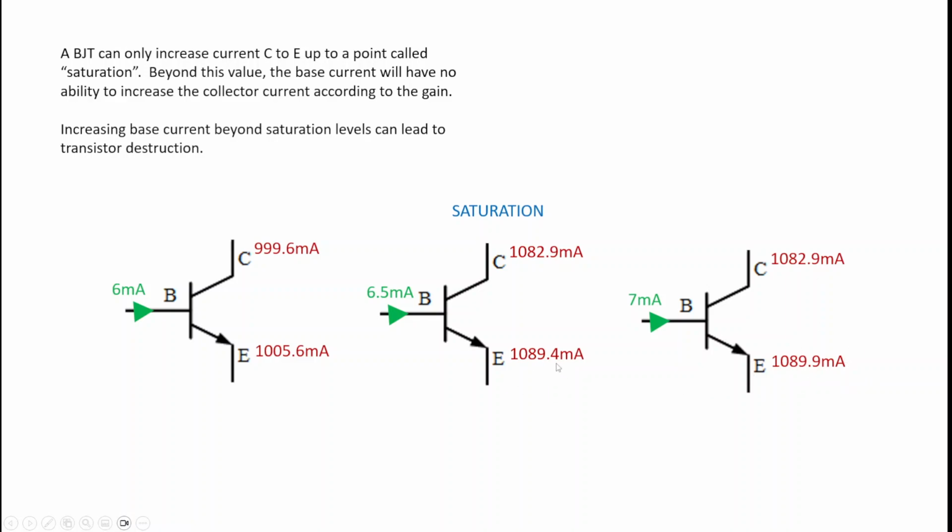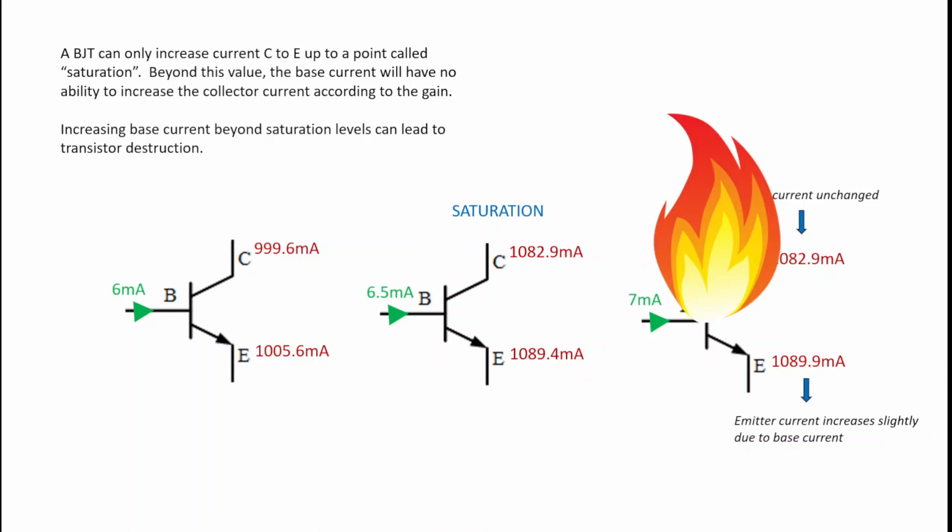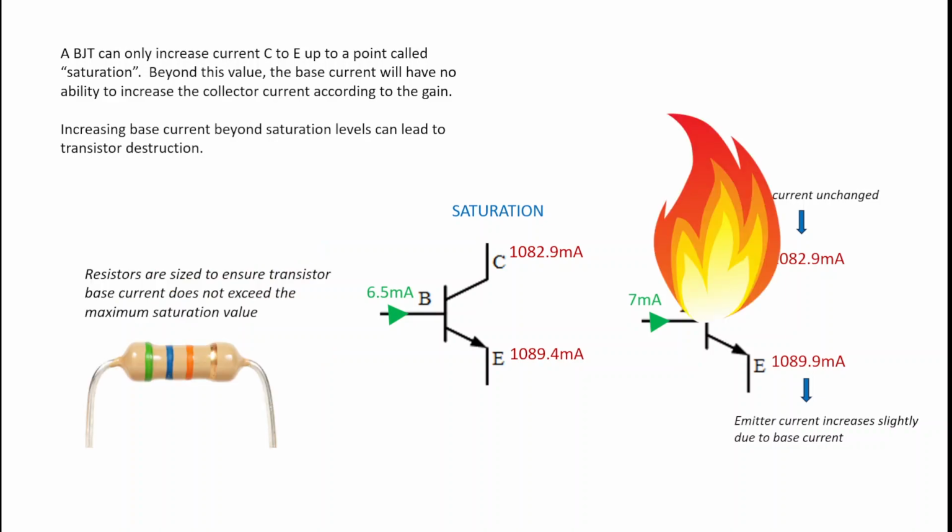So, yes, it has gone up a little bit, but increasing this beyond saturation levels means that the transistor is likely going to be damaged. When you exceed those values, the current is too high, and you end up destroying the item. Now, resistors are sized to ensure the transistor base current does not exceed the maximum saturation value.